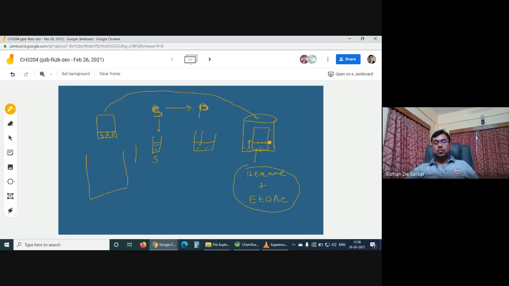So this is the starting point. Now this is a race between the starting material and product basically. Who can move faster? It depends on the nature of the compound. We are using silica, right? The silica layer, as I already mentioned.